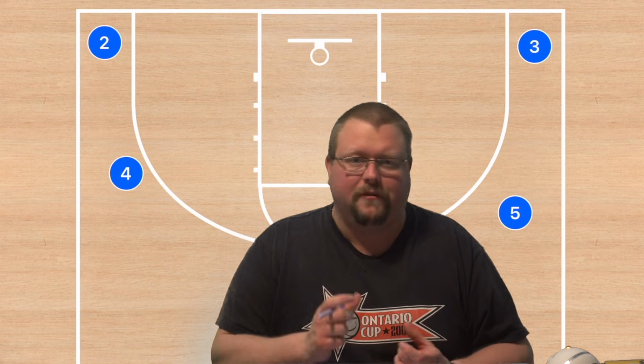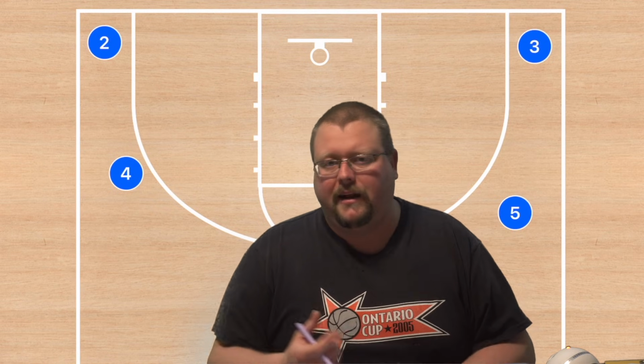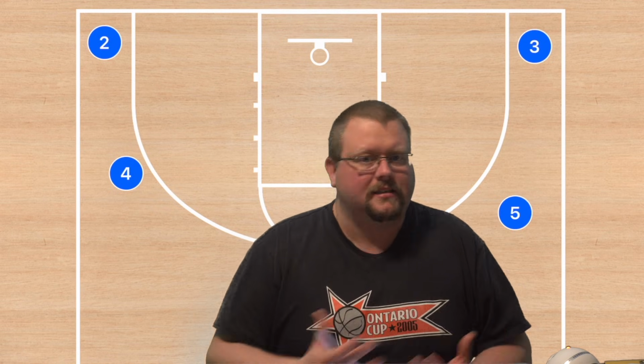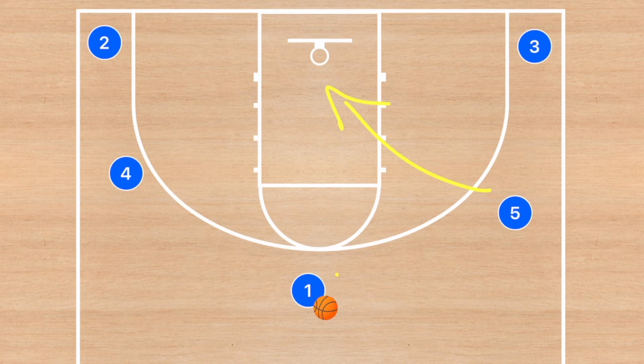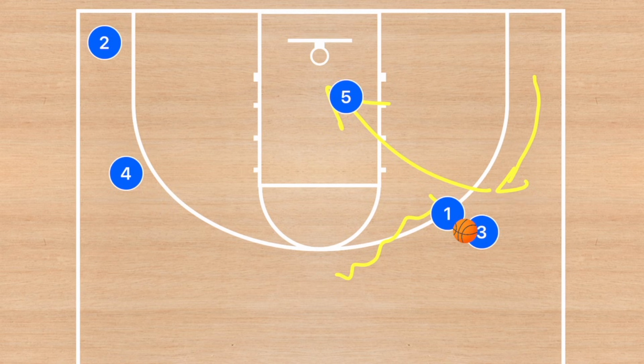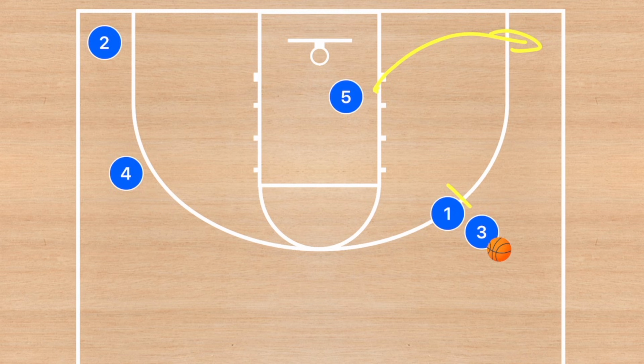They kind of put in different wrinkles after the main part, but the main part at the beginning is the same. Player 5 is going to cut, and then player 1 is going to head over, and player 3 is going to head over for a dribble handoff. So player 5 cuts, player 1 and player 3 come together for the dribble handoff. At this time, player 5 is going to then clear out, and player 1 is going to roll to the basket while player 3 dribbles up top.